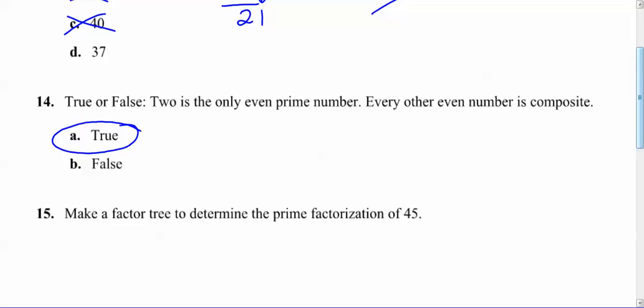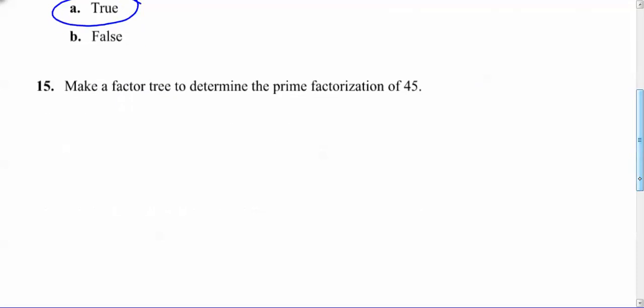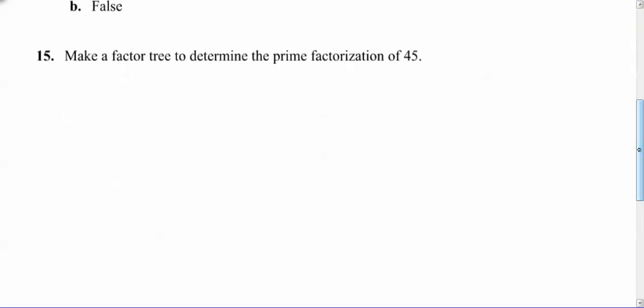Make a factor tree for number 15 to determine the prime factorization of 45. So you had a few different options on how to do this. You could have done 3 times 15. I can show a few different ways. So one option maybe was to do 5 times 9. Well, 5 is prime.